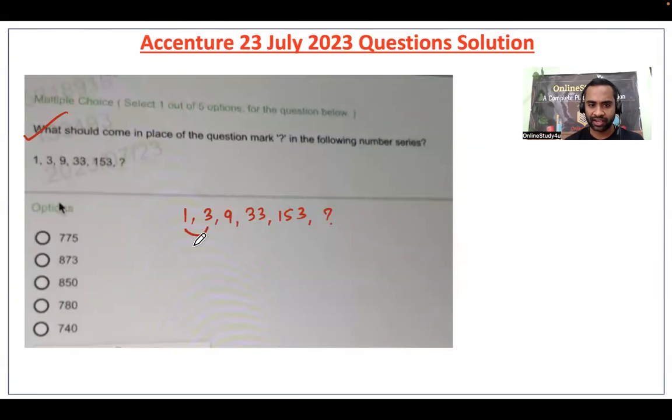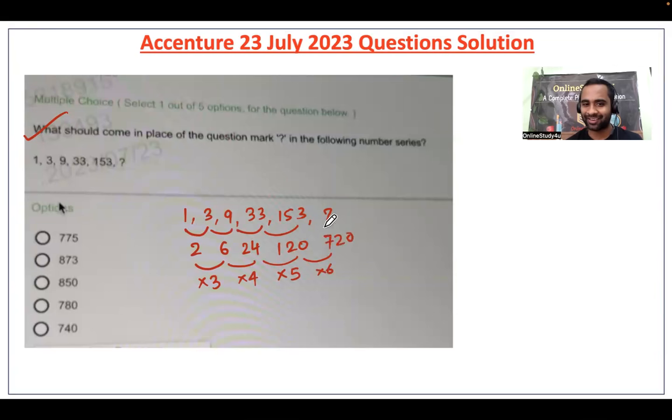Now here if you see, the difference is 2. Here the difference is 6. Here the difference is 24, right? Here the difference is 120, right? Now you see, 2 into 3 is 6, 6 into 4 is 24, 24 into 5 is 120. That means into 3, into 4, into 5, into 6. Now again, getting the logic is not so easy here. Then 873 will be the correct answer, right? So these are the questions, friends, which you have to solve in the exam.